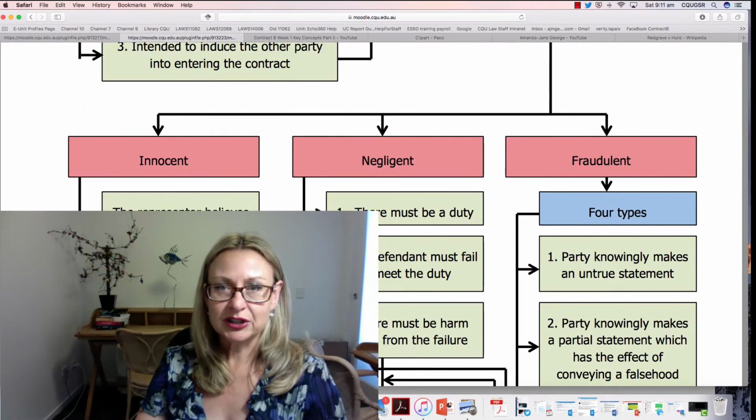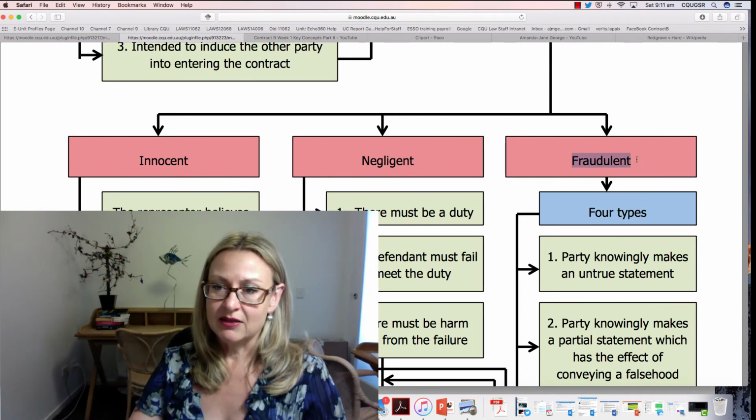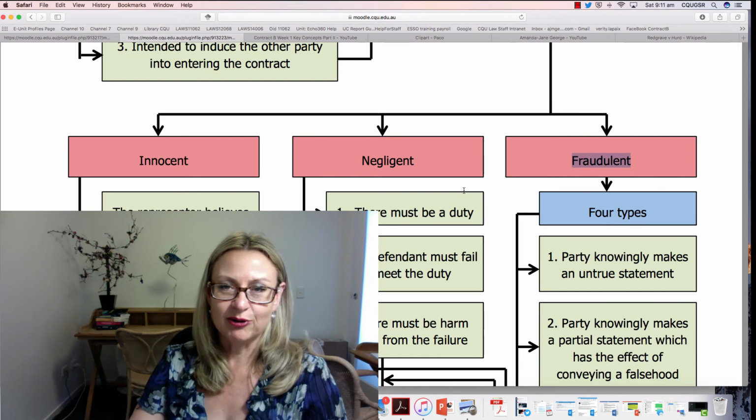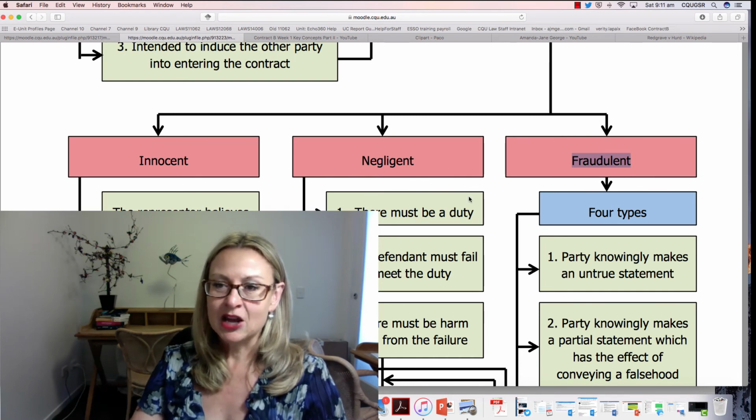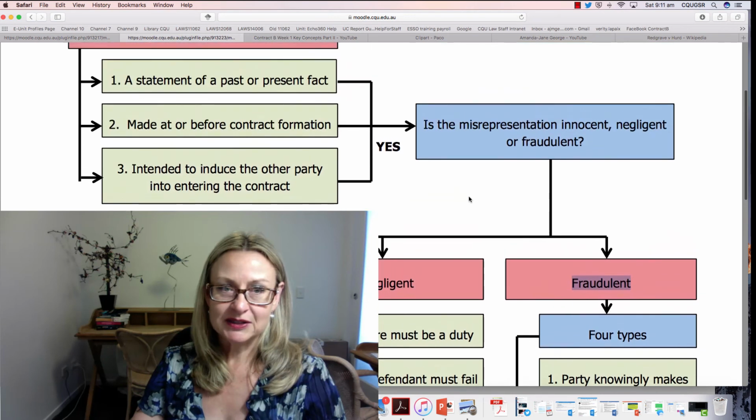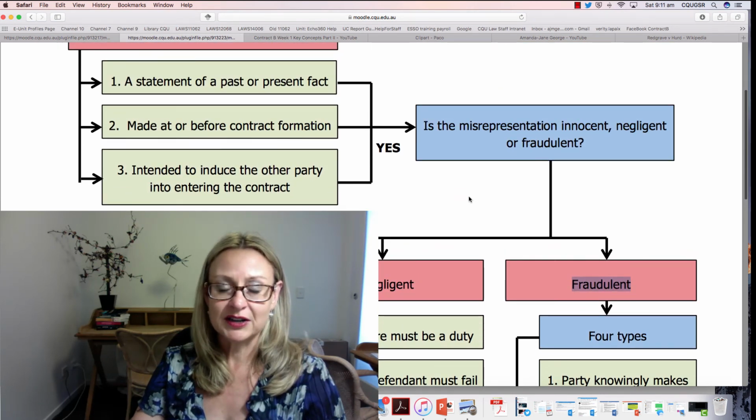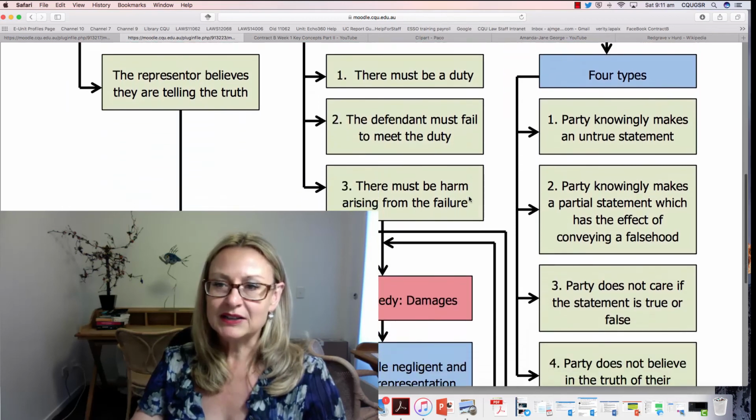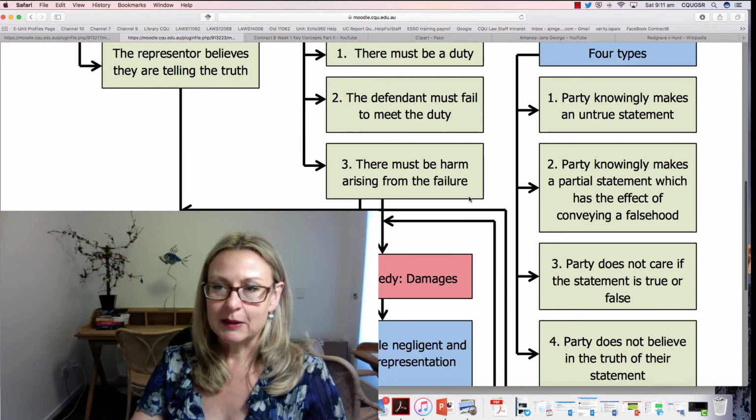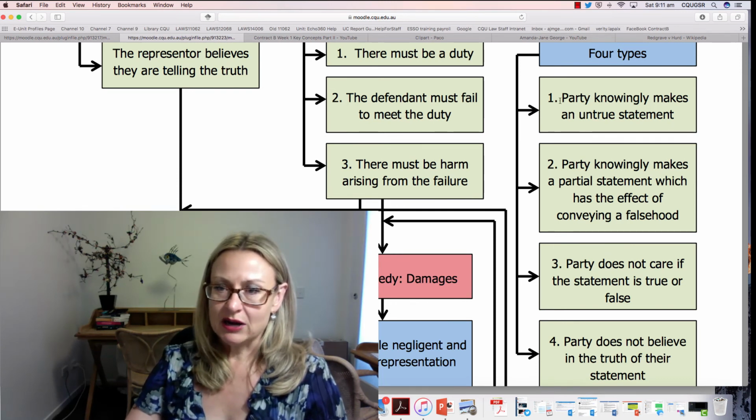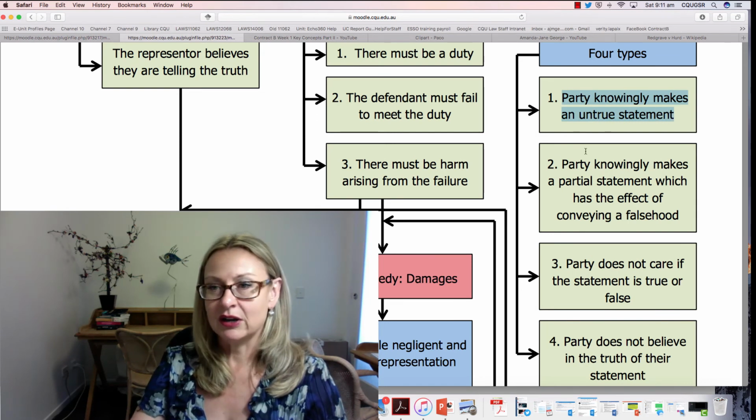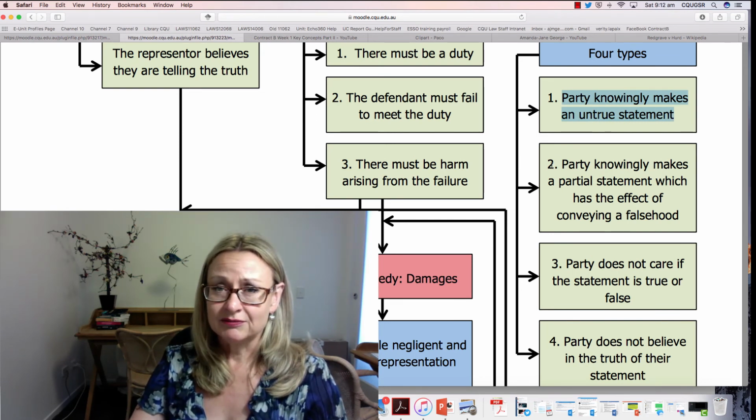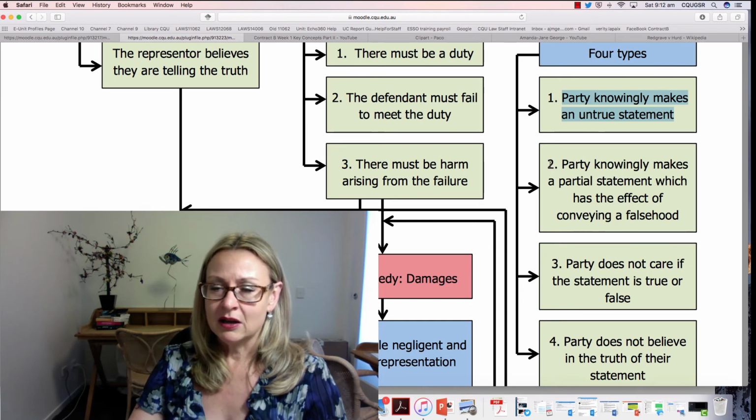Finally, we have fraudulent misrepresentation, and this is the extreme naughty end of what representors might say. So again, you need to establish your three elements up the top there to show that there is actually an actionable misrepresentation, plus you need to establish fraud on the part of the representor. And this will usually arise where, the most obvious kind, the person knows that they're lying. They know that they're telling a porcupine, and it's apparent from the circumstances that that was the case.